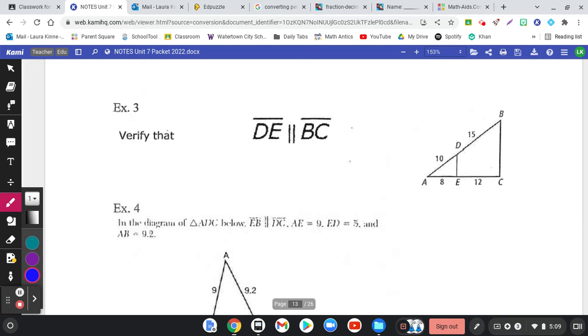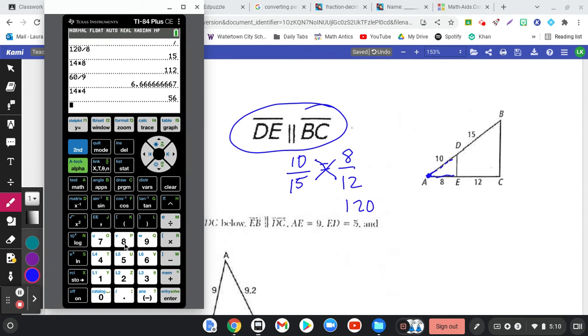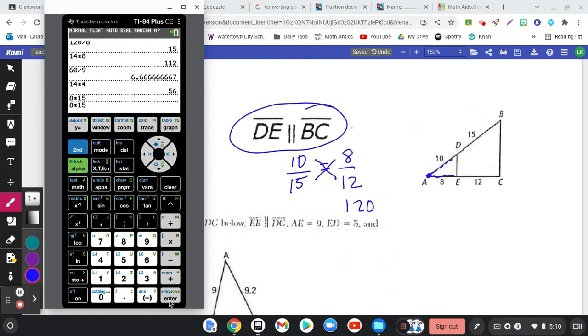All right, it says to verify that they're parallel. So rather than us telling that it's parallel, we need to check to see if they're proportional. So we'll set up the same fraction. Starting at A, 10 over 15 would have to equal 8 over 12. Now you could simplify both ratios, or another quick way to do it is you could just cross multiply. 10 times 12 is 120. 8 times 15 is 120 also. If you're not sure, double check your calculator.